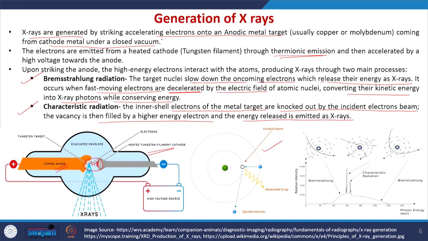As I told earlier, these X-rays are generated when high energy electrons from a heated cathode strike a metal anode, that is the target. Due to the rapid deceleration of electrons near the nucleus of the target atom, Bremsstrahlung radiation is produced, which is a continuous spectrum. Additionally, when these high energy electrons eject the inner electrons from the target atoms, the outer shell electrons fill these vacancies, releasing extra energy as characteristic radiation, which has a discrete wavelength. So both types of radiation, Bremsstrahlung radiation as well as characteristic radiation, combine to form the X-ray.